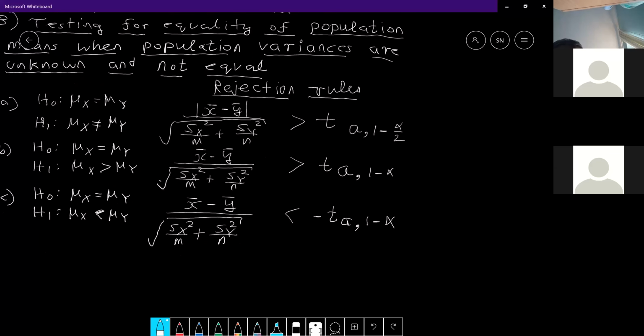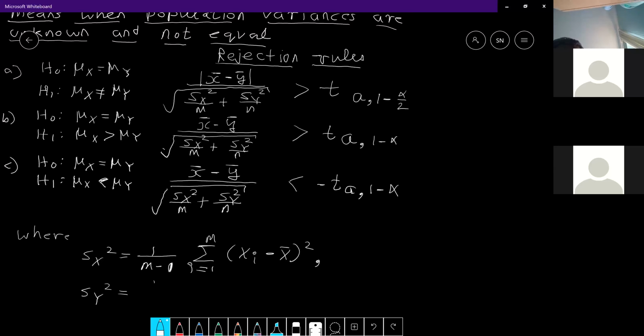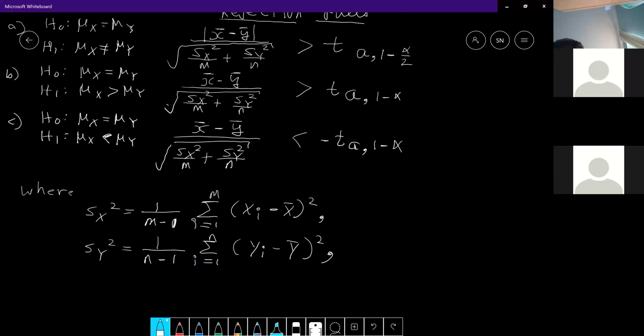Okay, now let me define what the different things are. First of all, Sx squared is the sample variance for the first sample, which is 1 over m minus 1 times the sum of squared deviations. I'm using the unbiased version. And Sy squared is the sample variance for the second sample, so it's 1 over n minus 1 times the sum of squared deviations. And finally, A is the degrees of freedom parameter and is defined as follows.